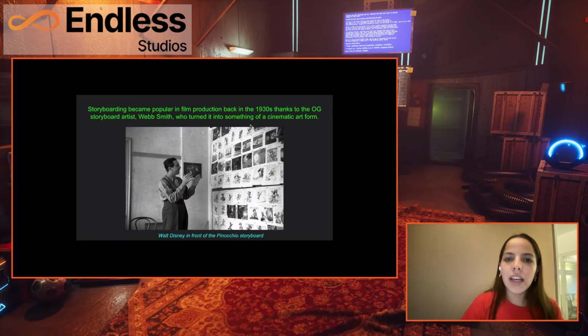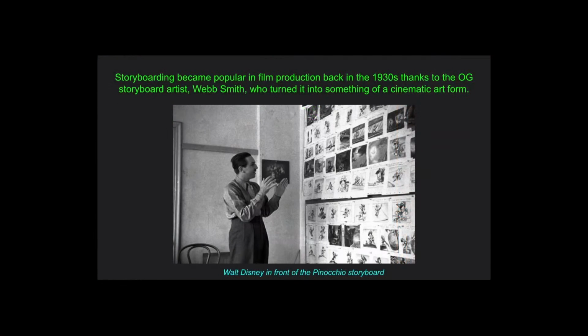So let's get started. So a little bit of some history. Storyboarding became popular in film production back in the 1930s thanks to the original storyboard artist Webb Smith, who worked for Walt Disney, and turned it into something of a cinematic art form and a typical standard practice.